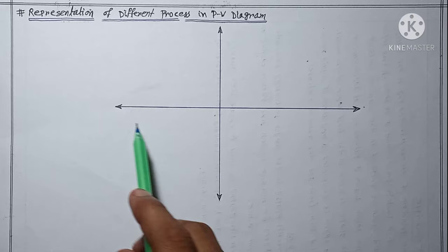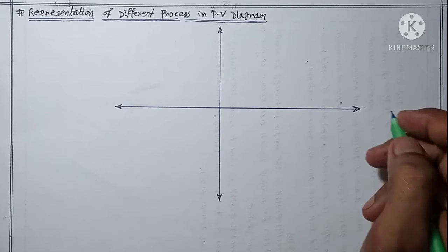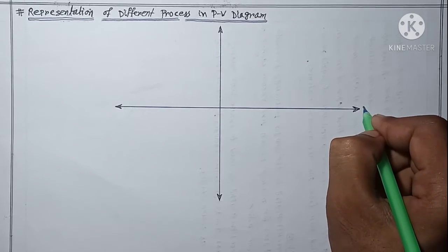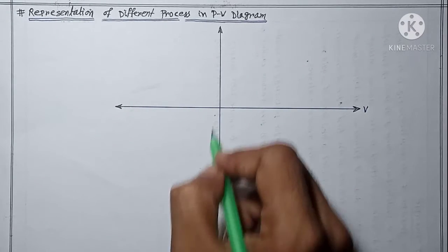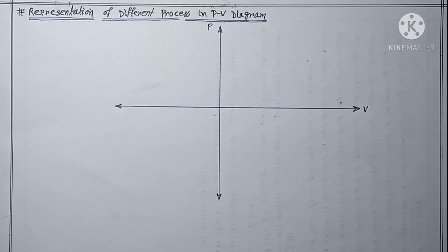Here I draw two axes, along X and along Y. Along the X axis I represent the volume and along the Y axis I represent the pressure. There are different processes: constant volume process, constant pressure process, isentropic process, isothermal process, polytropic process. So how can we represent them? This is the question.